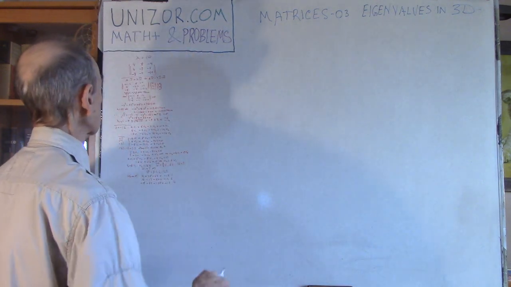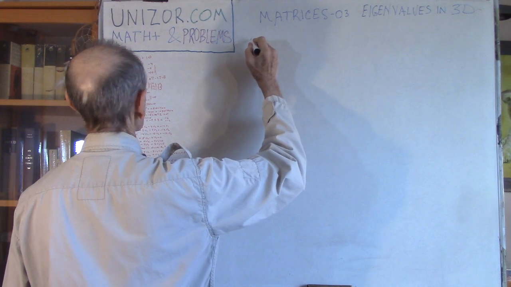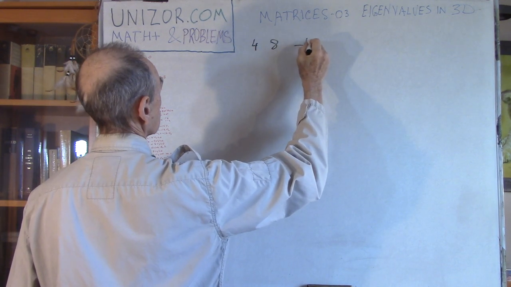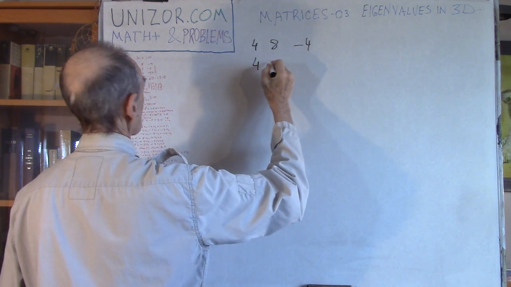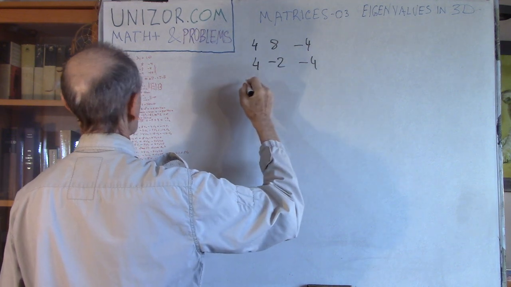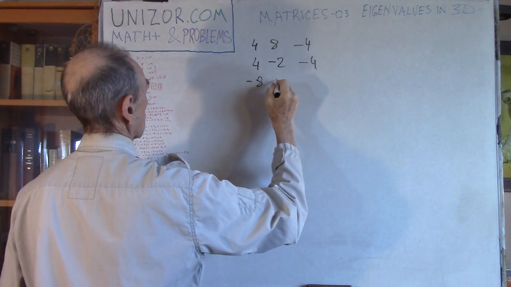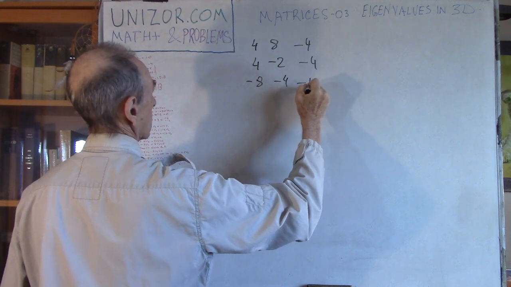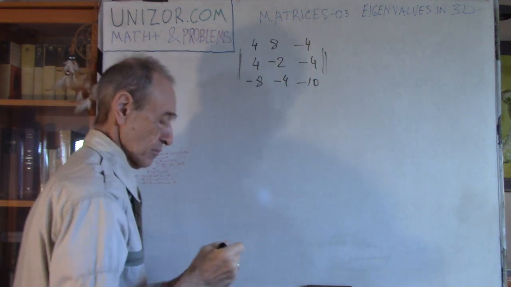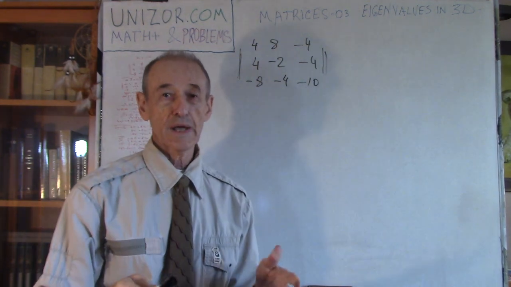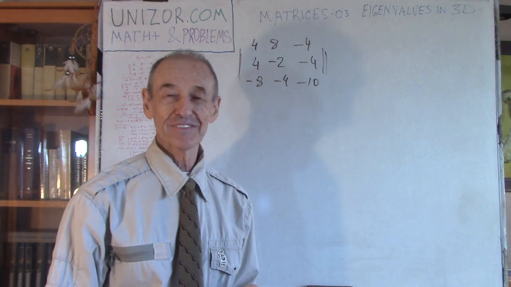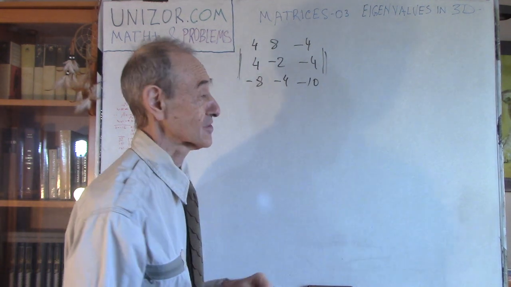So, the three-dimensional matrix which is given is the following: 4, 8, minus 4, 4, minus 2, minus 4, minus 8, minus 4, minus 10. So I specifically chose a matrix which will have integer eigenvalues, obviously, to ease the calculations.